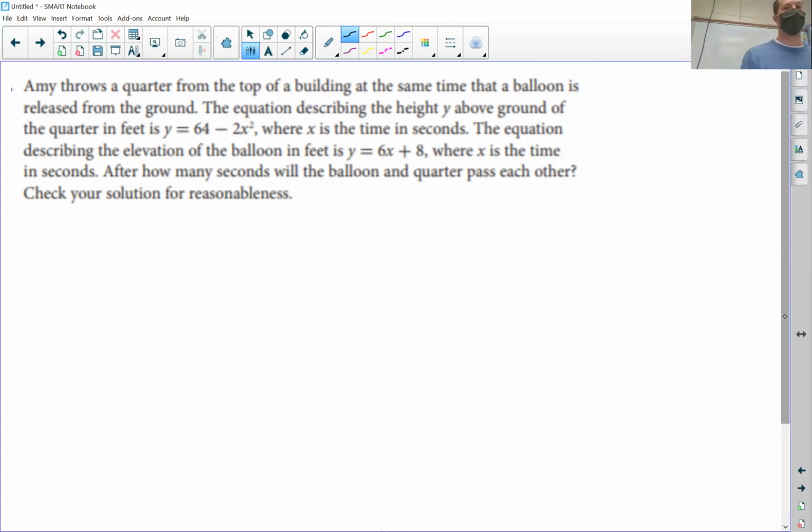Amy throws a quarter from the top of a building at the same time that a balloon is released from the ground. The equation describing the height y above the ground of the quarter in feet is y equals 64 minus 2x squared, where x is the time in seconds. The equation describing the elevation of the balloon in feet is y equals 6x plus 8, where x is the time in seconds. After how many seconds will the balloon and the quarter pass each other? Check your solution for reasonableness.